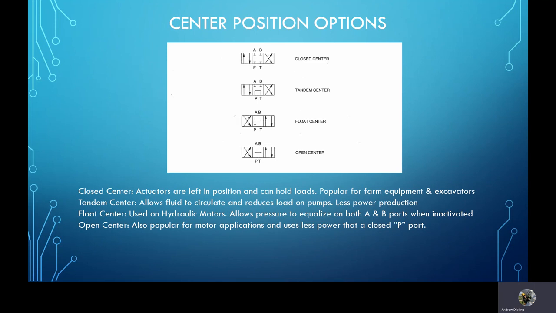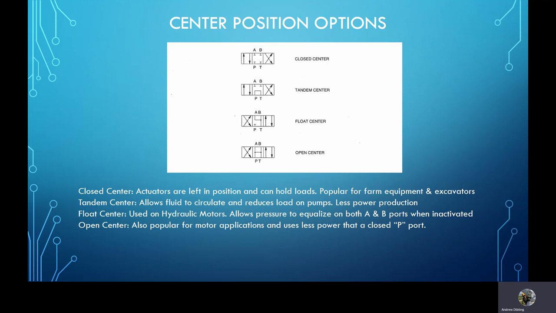A tandem center allows fluid to circulate back to the tank from the pump. This allows the fluid to circulate and be filtered and stay warm if it needs to. Not only that, because the fluid is not building pressure from the pump to the tank, it will use less energy. Remember, a pump will only work as hard as it has to in order to move that fluid around.